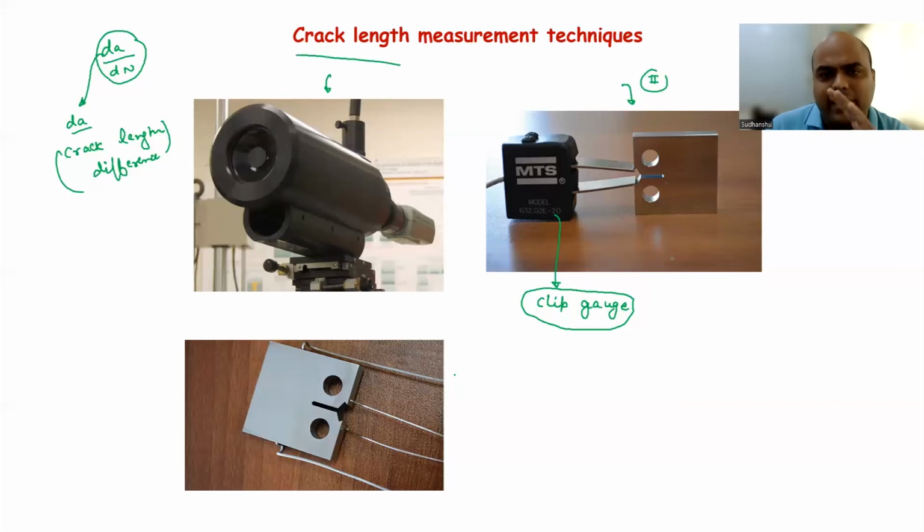There are other methods like X-ray tomography, where you can actually visualize in three dimensions how the crack is propagating. Then you can measure the crack length change with respect to the number of cycles. Okay. So this is how you measure crack length. So now the first term here, dA/dN, you know how to measure it with respect to the number of cycles. Okay.